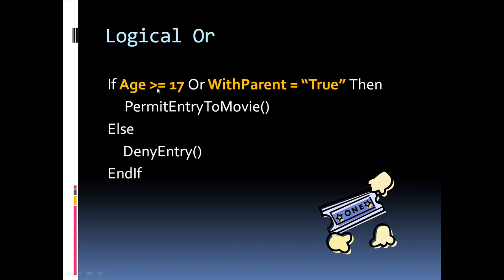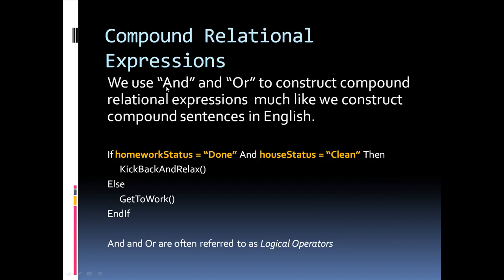So really, the difference with the and and the or: with the and, both of the conditions need to be true in order for the whole thing to evaluate to true. If my homework is done and the house is clean, both of those things need to be true in order for me to be able to kick back and relax. If one of those is false, meaning I have a dirty house or the homework isn't done, then I've got to get to work because there's work to do.